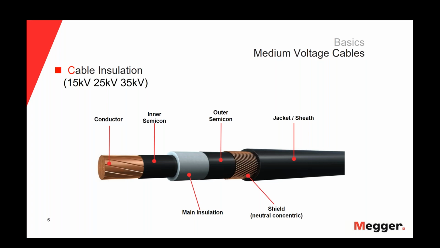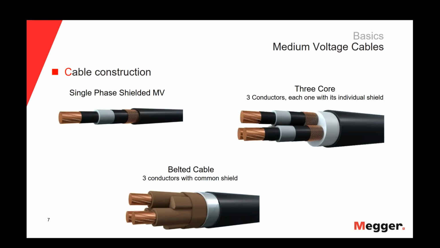The next one that we have is the outer semicon layer, or the semicon layer over the insulation. And then we have the shield or the neutral concentric of the cable. And finally, we will have the jacket or the sheath of the cable. The typical voltages for medium voltage cables are 15, 25, and 35 kV. So, continuing with the cable construction of medium voltage cables.